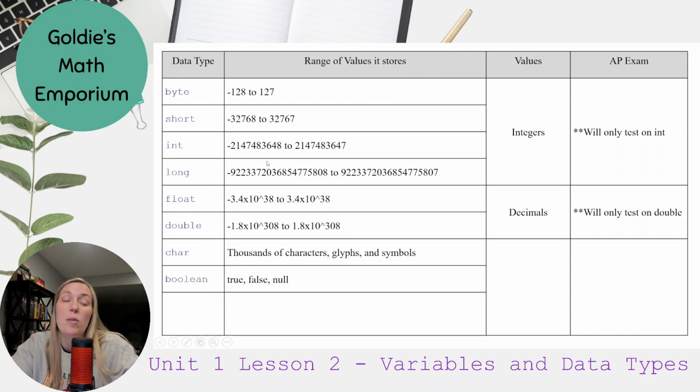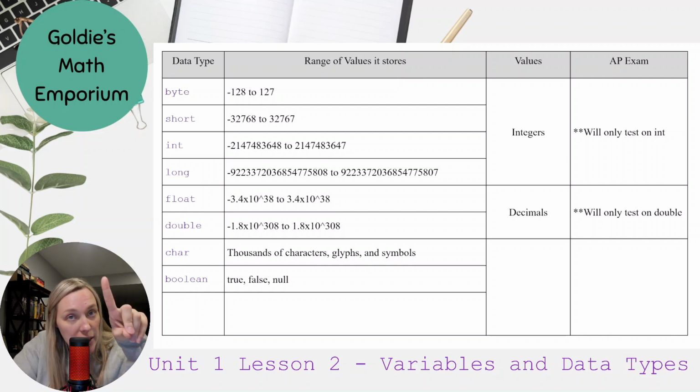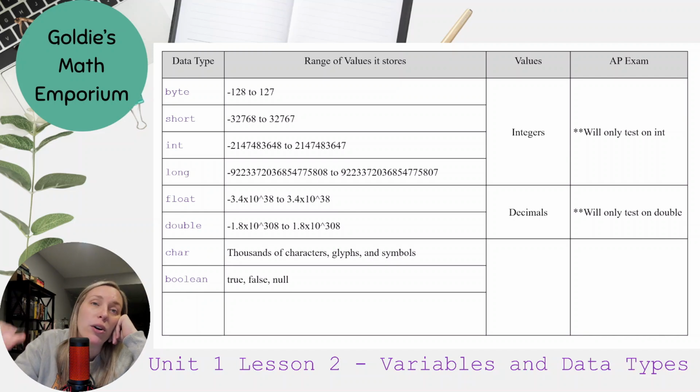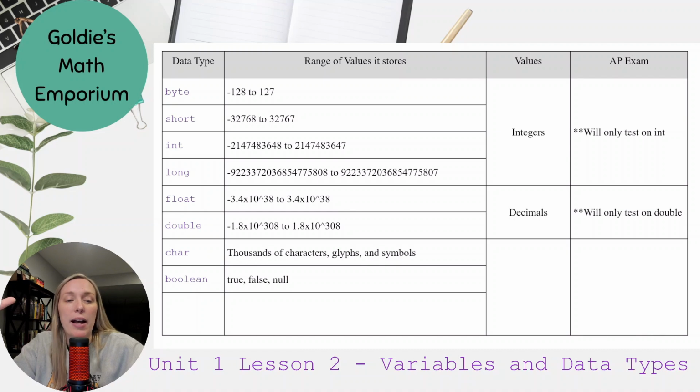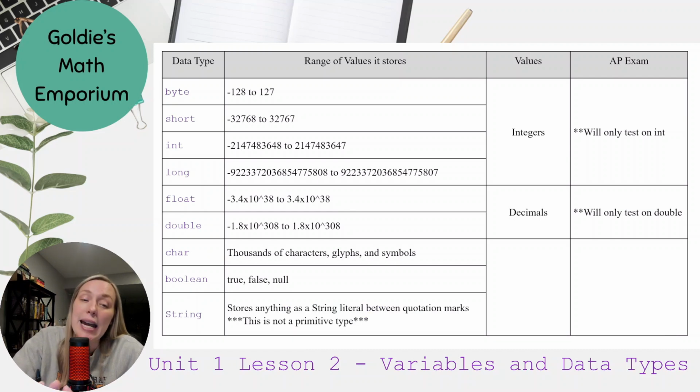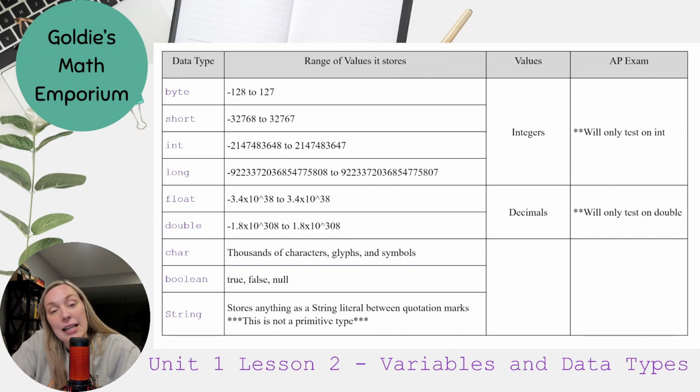Next up, we have our 2 special data types, char and Boolean. Okay, char is thousands of characters, glyphs, and symbols, anywhere from things you see on your keyboard to having different languages and their special symbols as well. Char can hold anything, but it holds a single character at a time. Okay, just a single character. And then Boolean has the values of true, false, or technically it could be a null if it doesn't have any value. But a Boolean holds a value of true or false. Okay. The last one, which is not a primitive type, is what's called a string. And a string data type can hold any string literal between quotation marks. Okay.